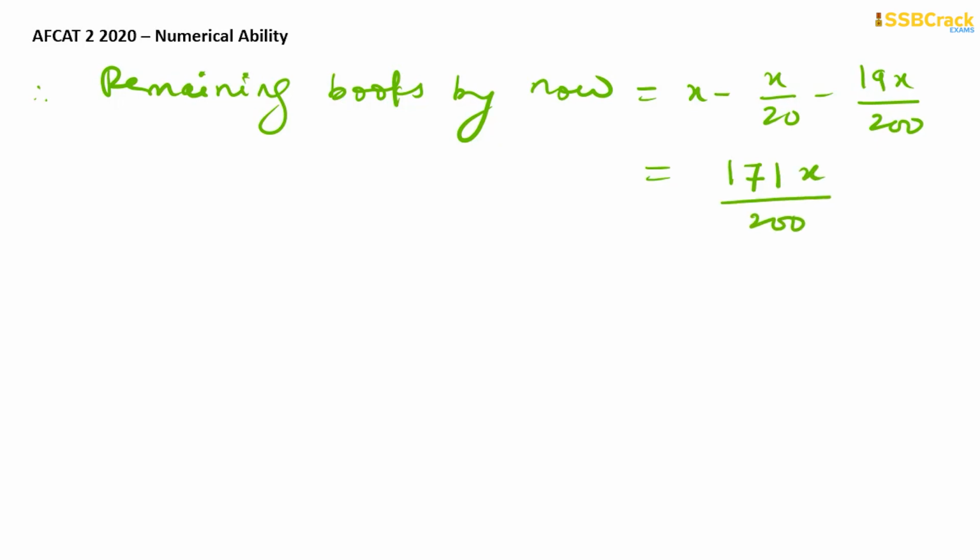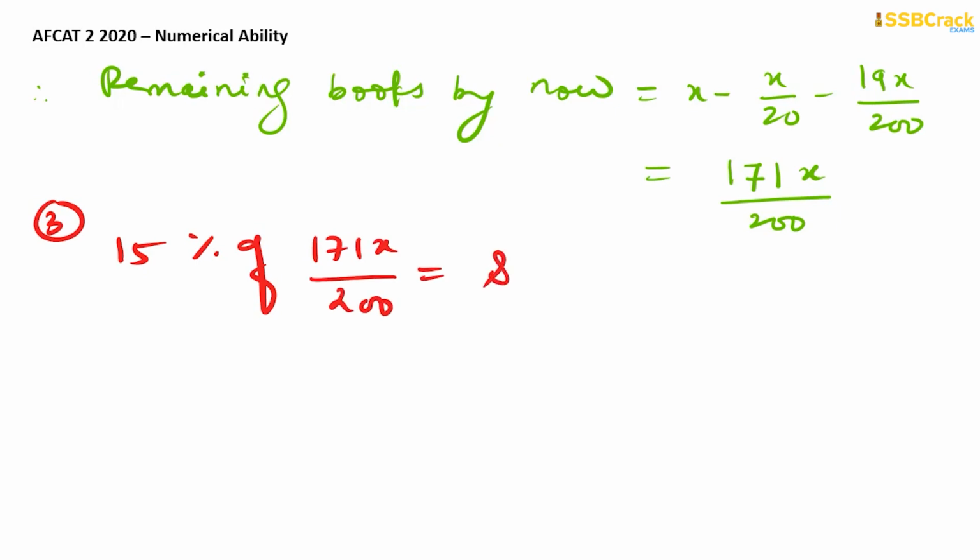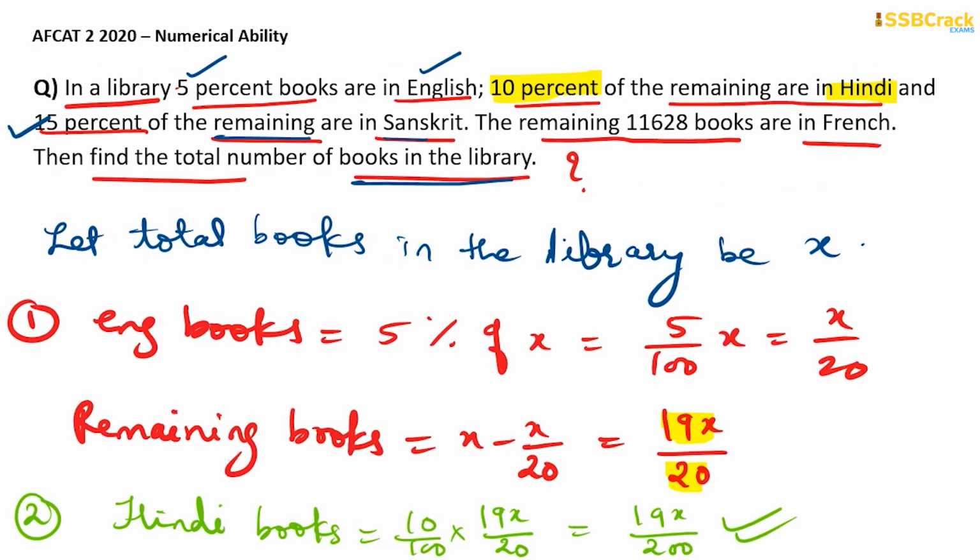Now they said that for the third step, 15% of this remaining, that is 171x upon 200, are books in Sanskrit. Okay, so you calculate this number, that is the 15% of 171x upon 200, and you are going to get 513x upon 4000. So we got all the three step calculations. We got the English books, the Hindi books, the Sanskrit books, and now they said in the question that there are still remaining books, and they are 11,628.